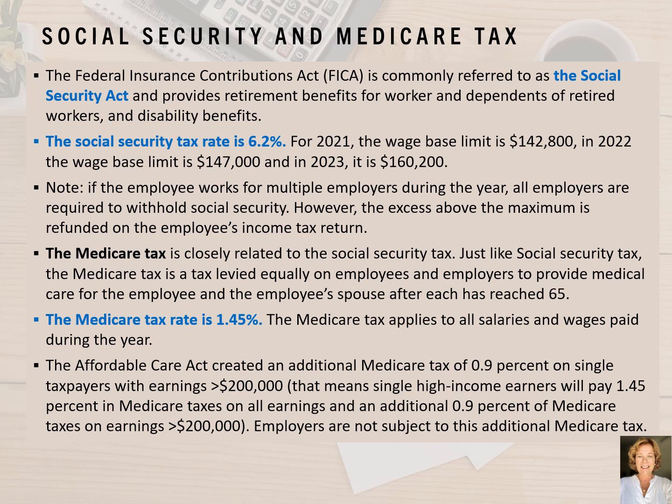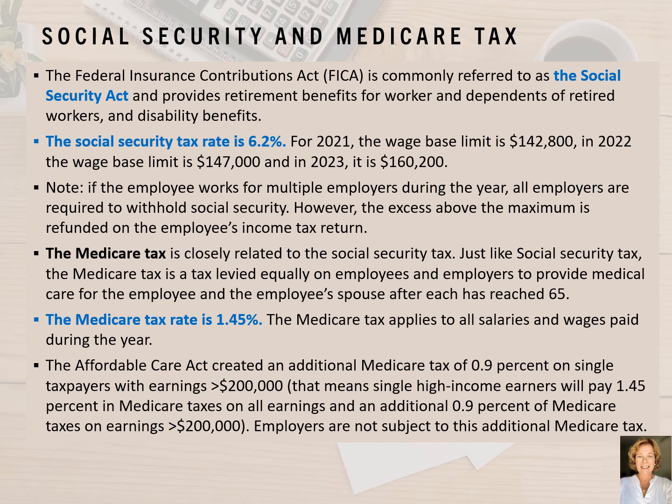In addition to federal taxes, employees also have Social Security and Medicare tax withheld from their gross wages. Social Security and Medicare taxes are paid by both the employee and the employer. Let's talk first about Social Security. The Federal Insurance Contributions Act, also called FICA, is commonly referred to as the Social Security Act and provides retirement benefits for workers and dependents of retired workers, as well as disability benefits.